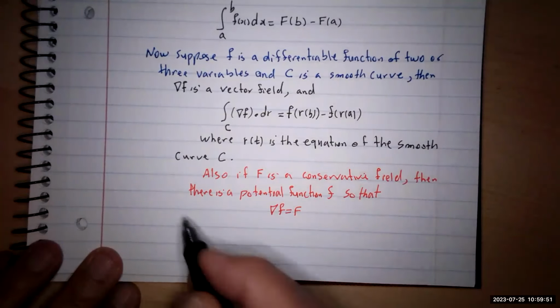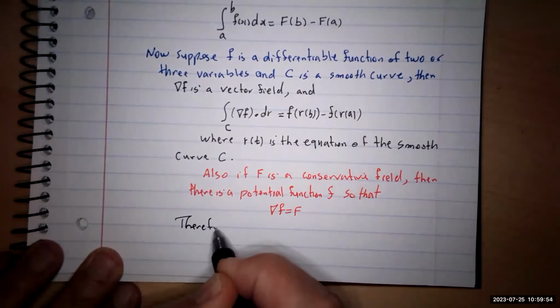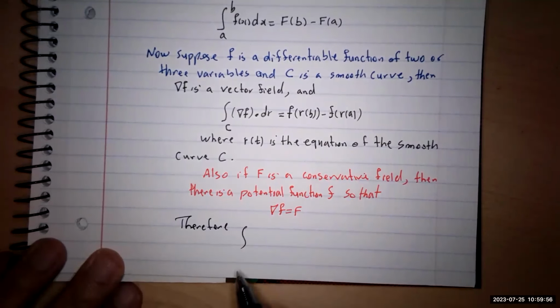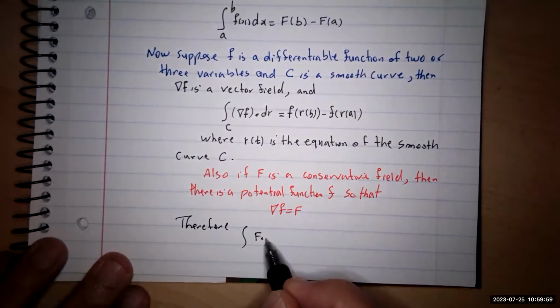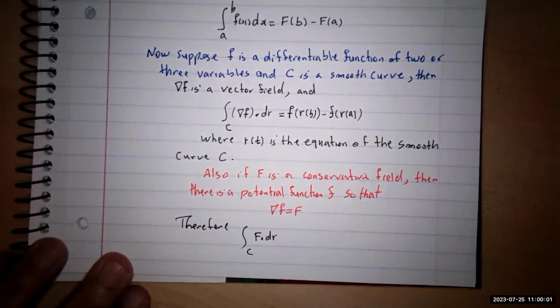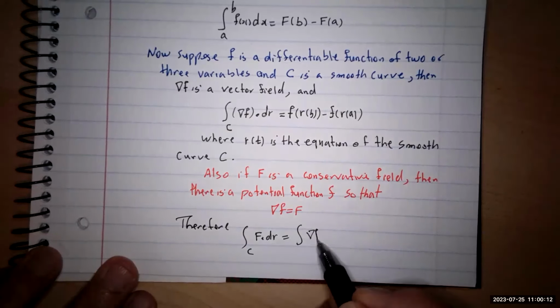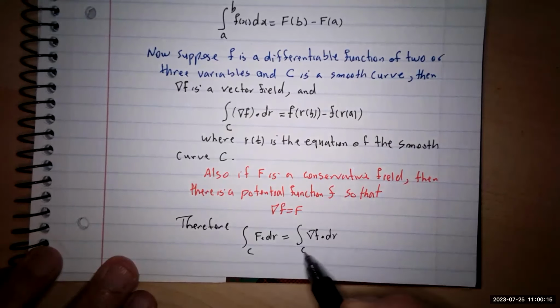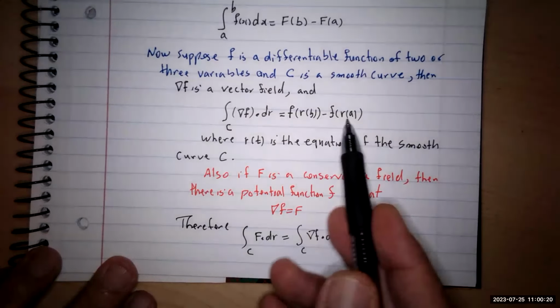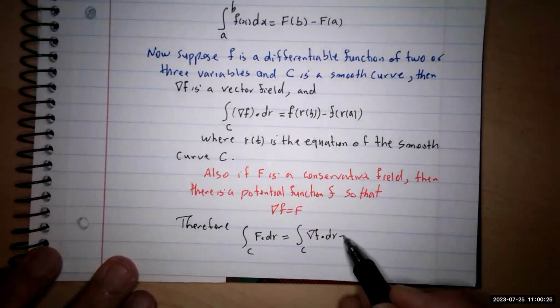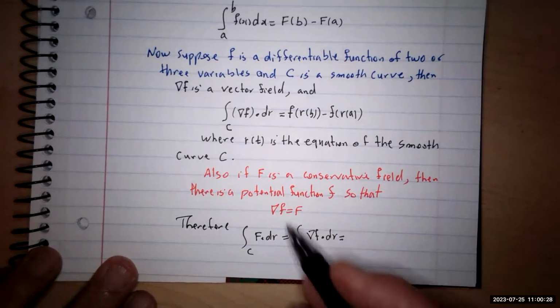Therefore, the price is this one. You are interested in finding this integral, remember? The integral of F dot dr over C. If you know that this is going to be conservative, then you know that you can write it down as the gradient of a potential function. Instead of finding the integral with the method that we talked about, you can change it to this one. When you change it to this one, you already got it.